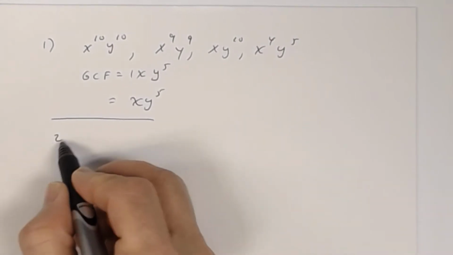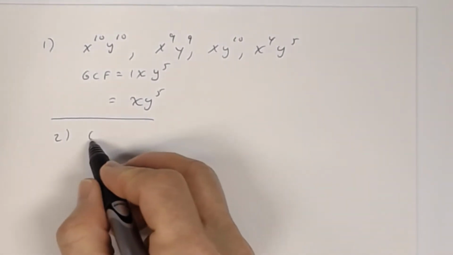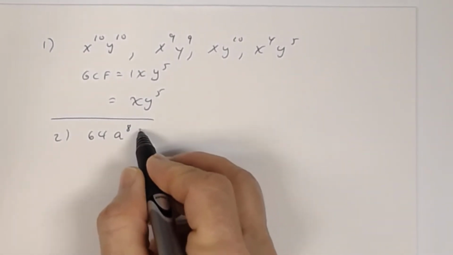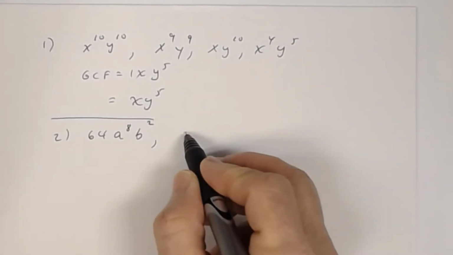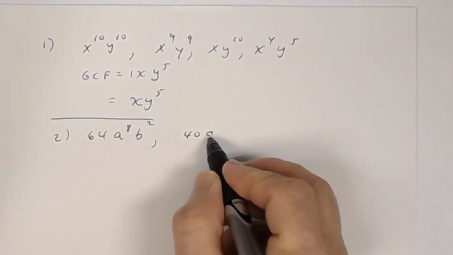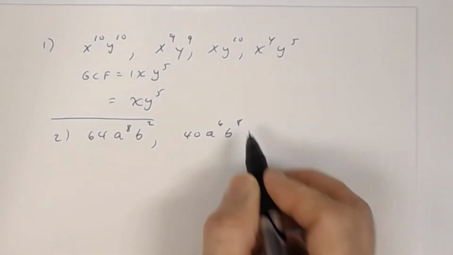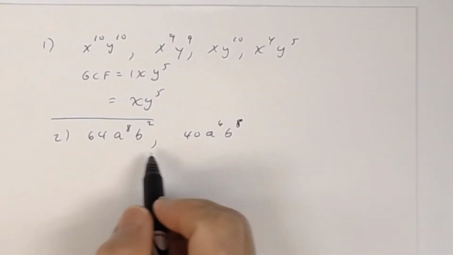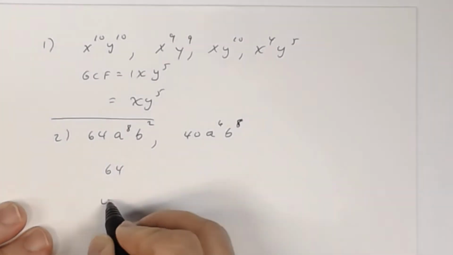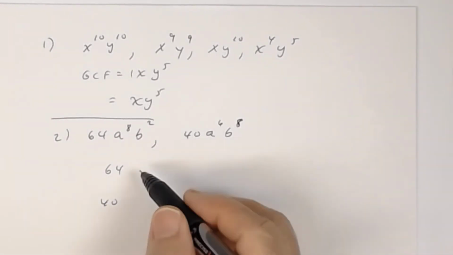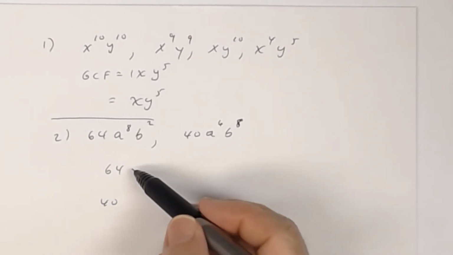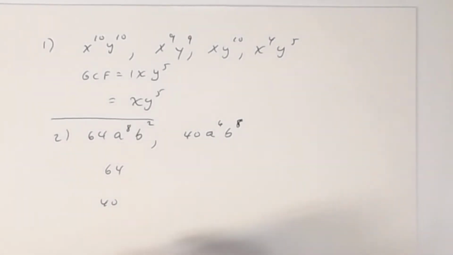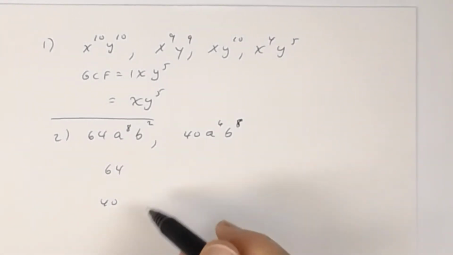Okay, let's look at number 2. Number 2, we have these 2 terms. We have 64a to the 8th b squared, and the other term is 4a to the 6th b to the 8th. All right, so that's an 8 here. So look at the coefficients first. That's a 64 and 40. And the way you need to think about that is first of all, what are the factors of 64 and what are the factors of 40?